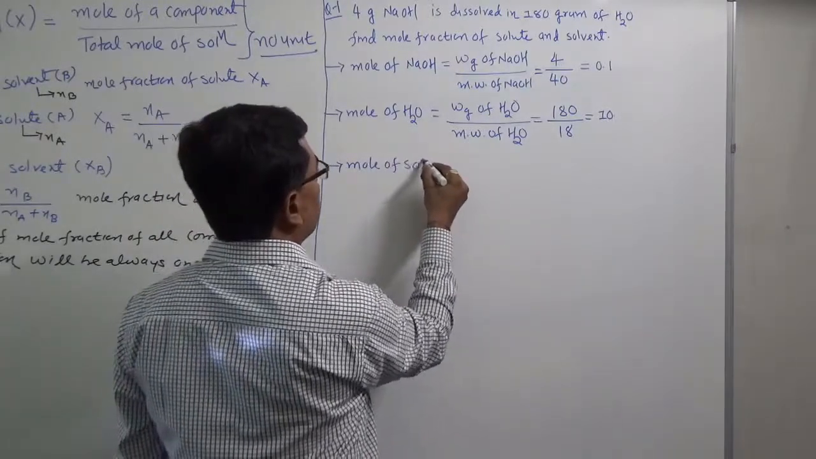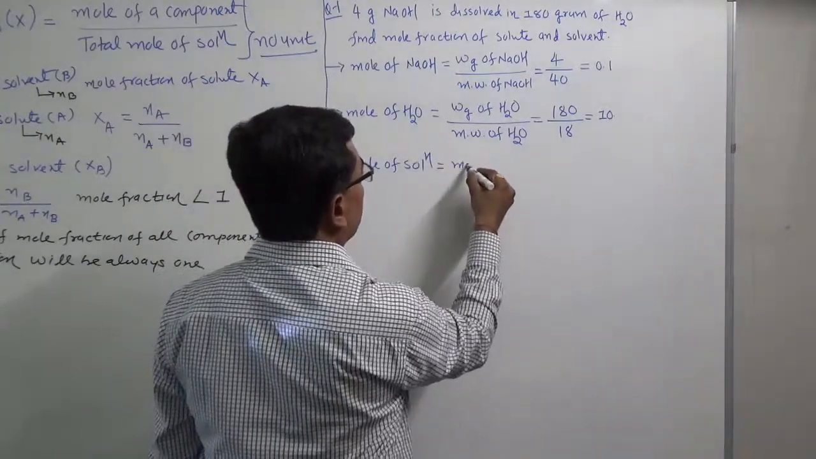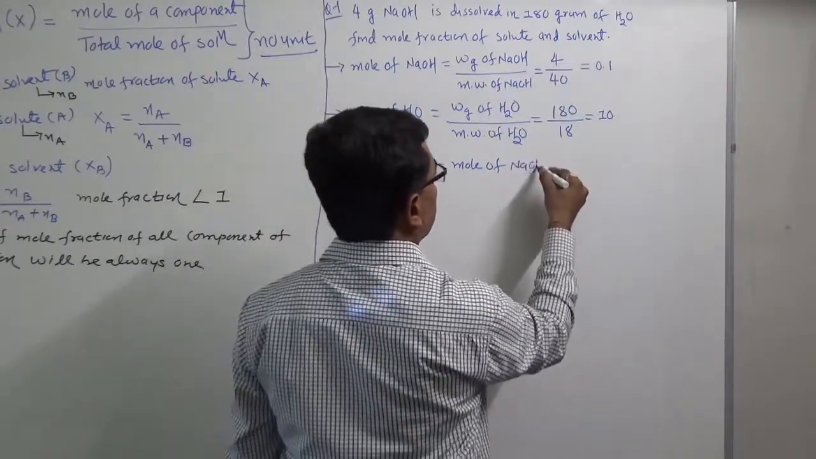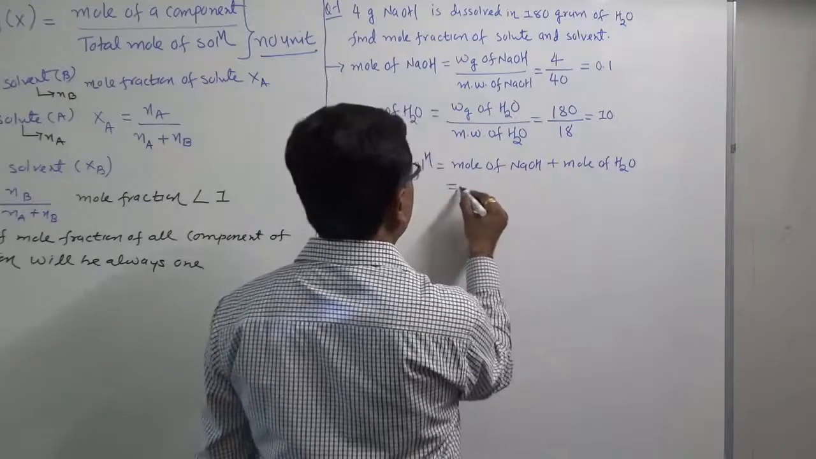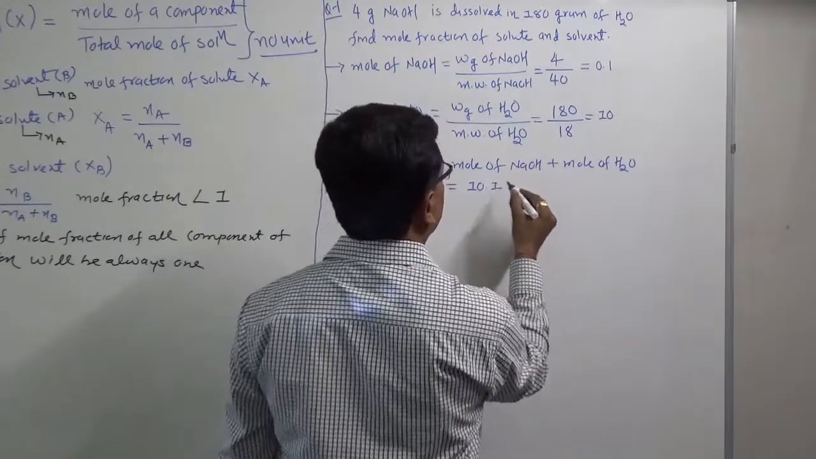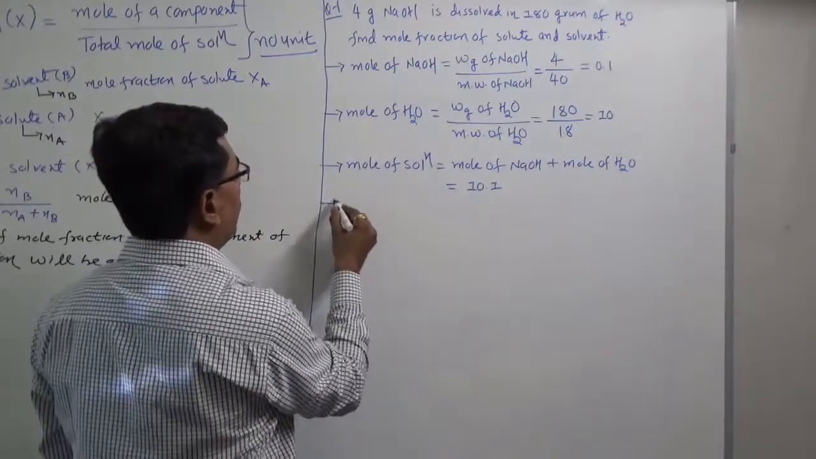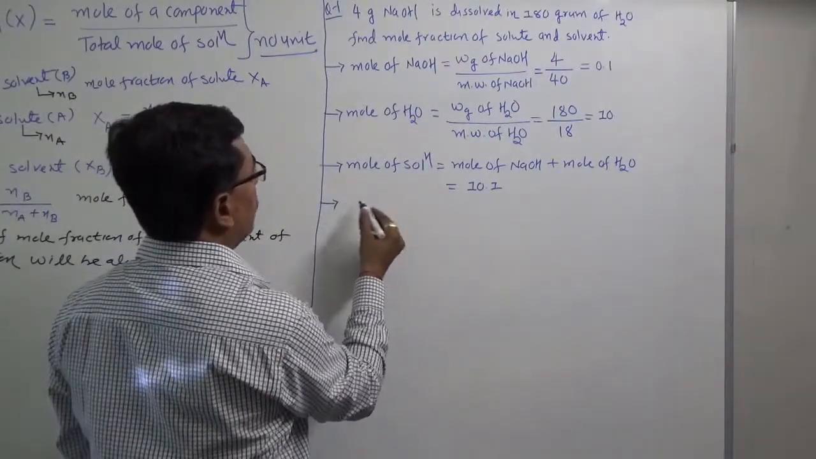So mole of solution is the sum of mole of solute as well as solvent. So mole of NaOH plus mole of water. So now the mole of solution you will get is 10.1. Now we can find the mole fraction of this component. To find a mole fraction, we will use this formula.